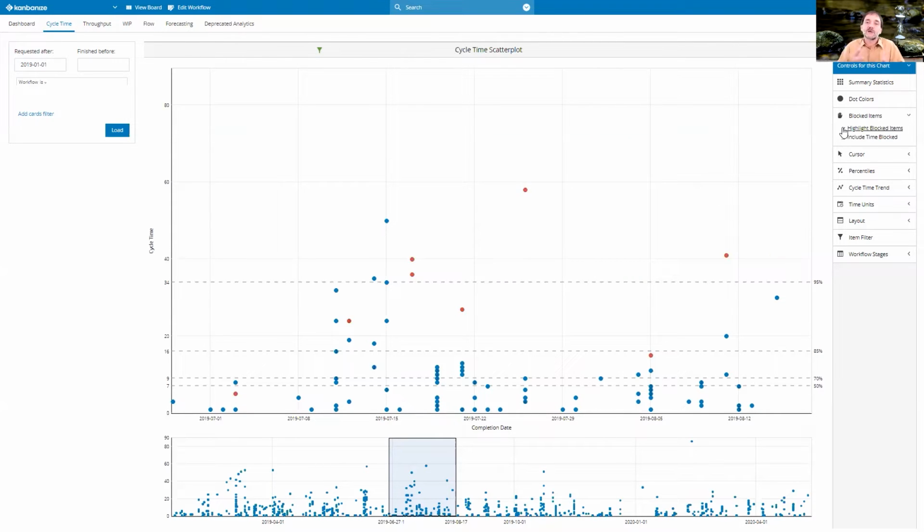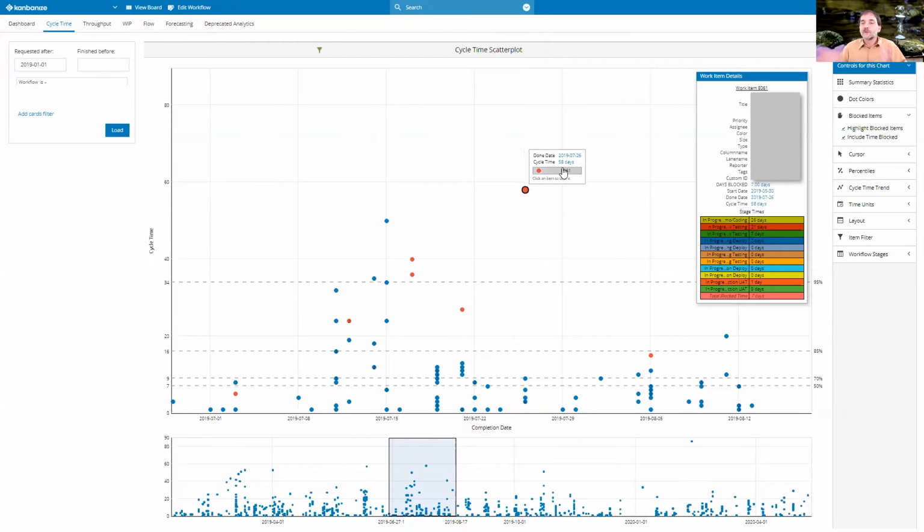One thing that can help us is highlighting blocked items. Now you would see that anything that was ever blocked has been marked in red. If we take, for example, this item here that is at 58 days, and we look a bit closer at it, we can see that it was only actually blocked for about 7 days out of that. But if we look closer, we'll see it was in progress for coding for 26 days, but then it waited for testing for 21 days. Now we can look at it closer and it might show a bottleneck somewhere.